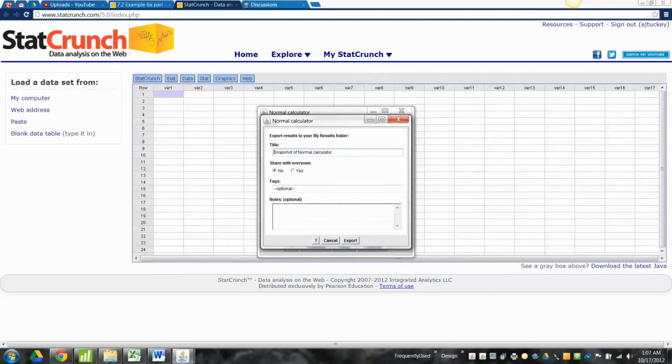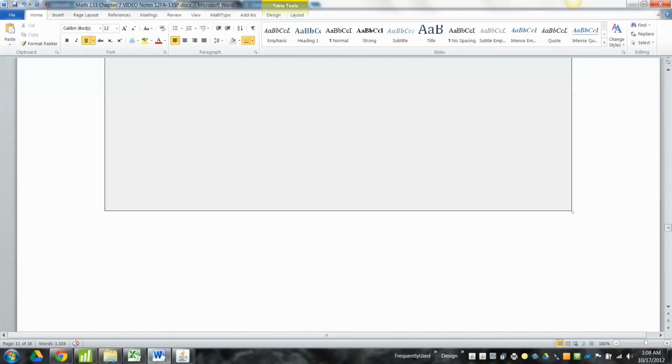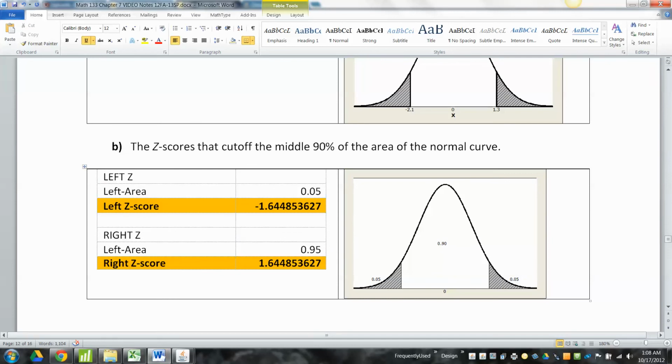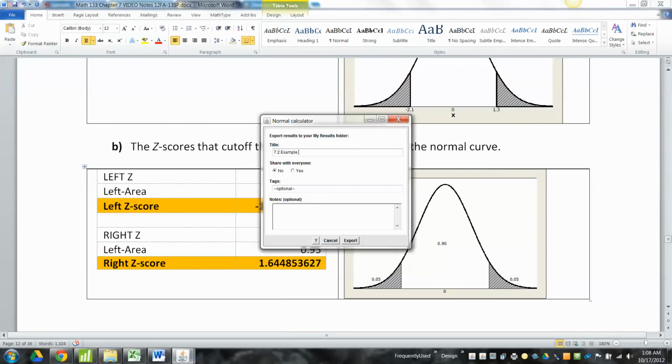Let me take a snapshot of that. What example was this? I don't remember. We're on 6B. 6B part 1, because we're going to have to do it again. Export.